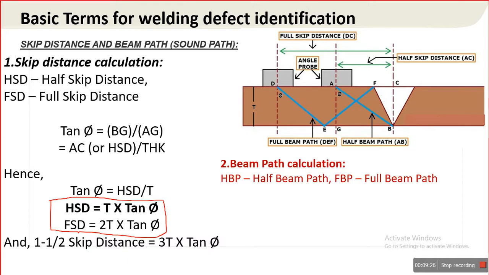So, beam path. HBP indicates half beam path, FBP indicates full beam path. It is the inclined distance, the full beam path. It is the propagation of sound wave into the material at a predefined angle.